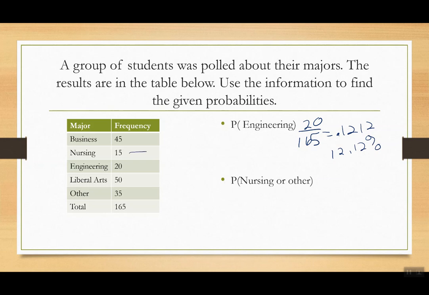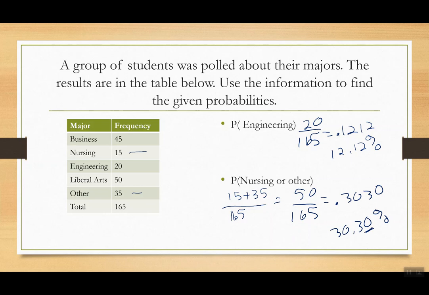So nursing is 15, other is 35, 15 plus 35 over 165. So start with your 15 plus 35 is 50 over 165 gives you a 0.3030 or 30.30%. If you do or don't write that last zero, it doesn't matter.